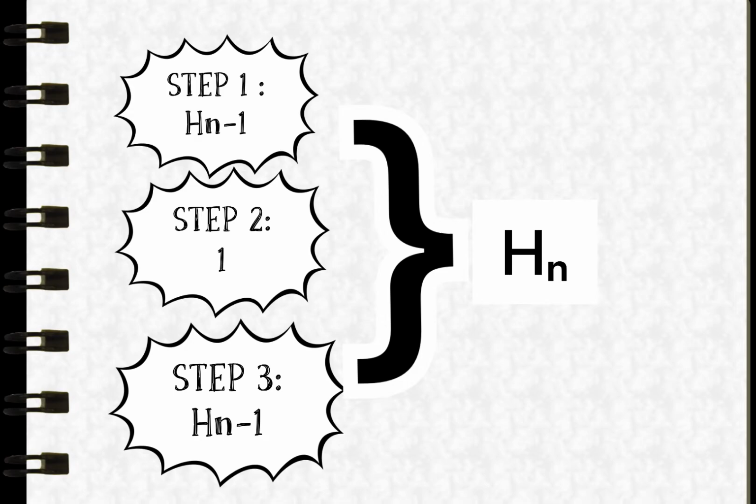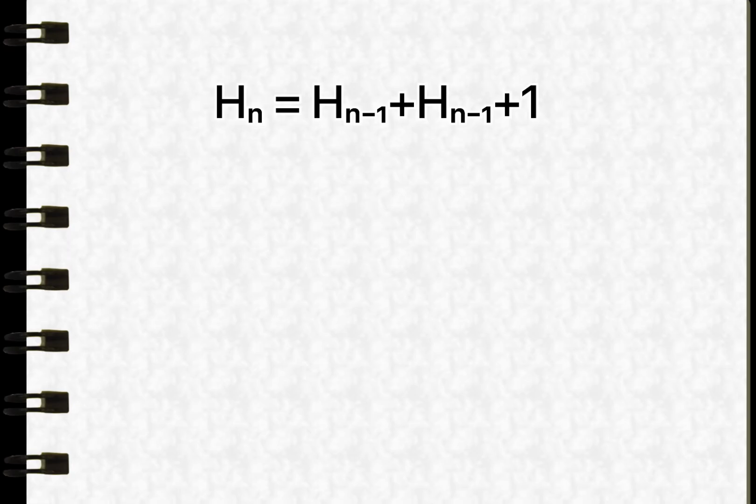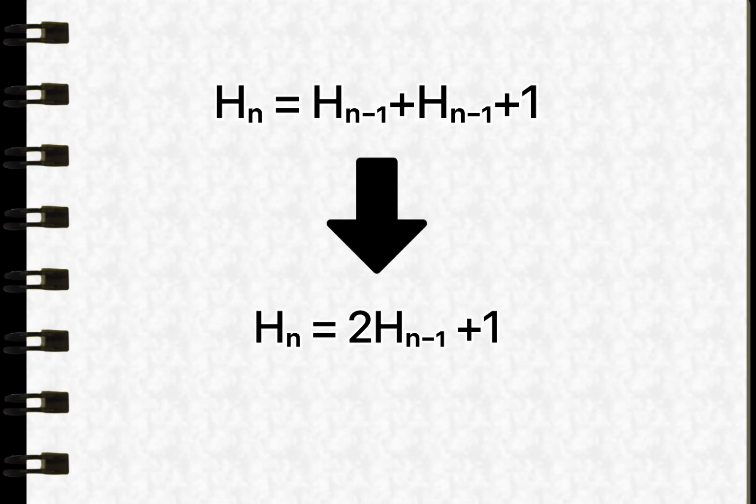The combination of these steps derives the recurrence relation, which is H_n equals H_(n-1) plus H_(n-1) plus 1, and will end up as H_n equals 2H_(n-1) plus 1. This is the recurrence relation which we will use to determine the final closed formula. The explanation is not over yet. We still have to solve the recurrence relation, so we need to use a closed formula.